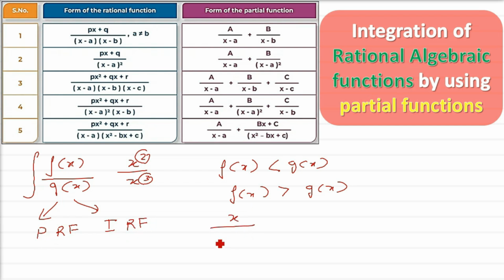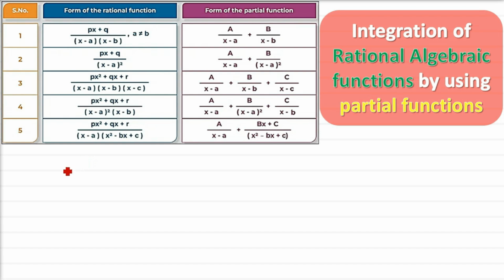So if you take an example, x by x square plus 1, f(x) is x and g(x) is x square plus 1. Now is this an improper or a proper rational function? The degree of the numerator is 1 and of the denominator is 2. 1 is less than 2, so it is a proper rational function. Now let's take another example, x cube by x square plus 1. The highest power in the numerator is 3 and in the denominator x square is 2, so it will be an IRF.